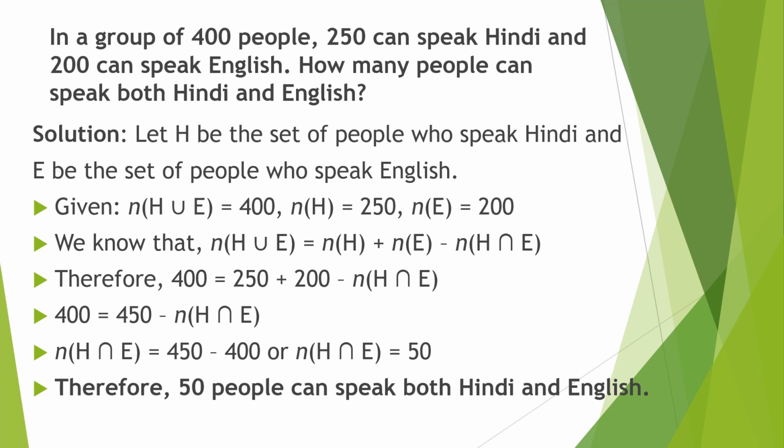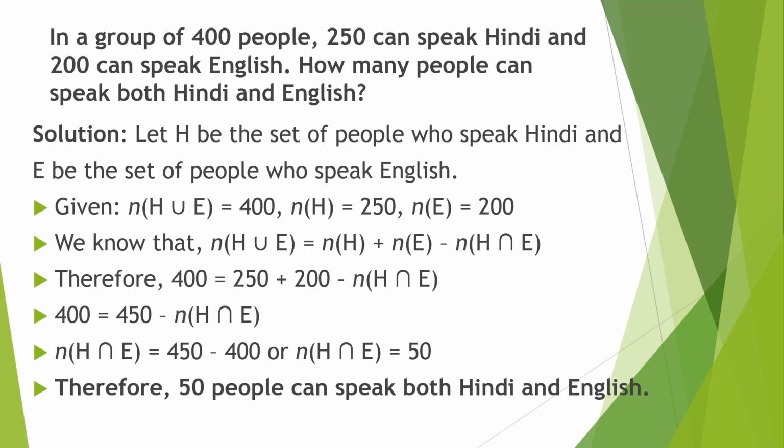Next example. In a group of 400 people, 250 can speak Hindi and 200 can speak English. How many people can speak both Hindi and English? In a group of 400 people, we know that the 400 people can speak either English, either Hindi or both the languages. So suppose H is the set of people who speak Hindi and E is the set of people who speak English. So what is given to us is totally 400 people who speak any of the languages.